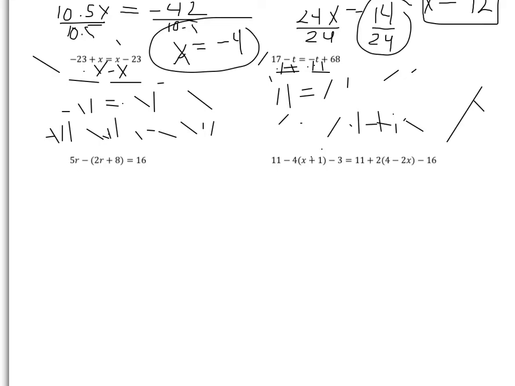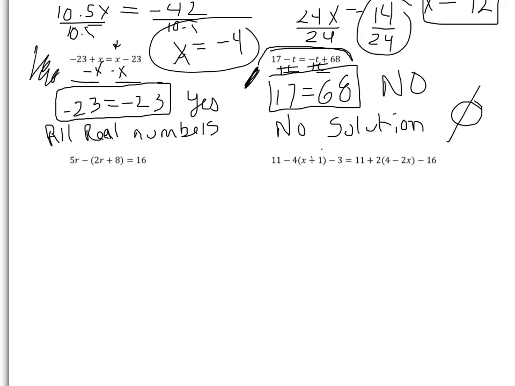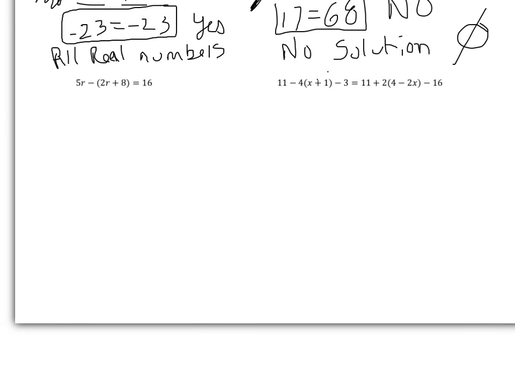Here we got rid of the variables, but we got something that's true, so it's all real numbers. Here we got rid of the variables, and we got something that's false, so there's no solution. So two distinctions right there that you want to take a look at. Now these last two, we're just going to finish up with these and do this. We want to get rid of all the grouping symbols.